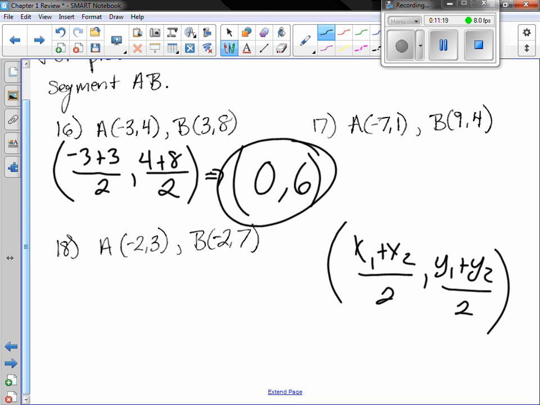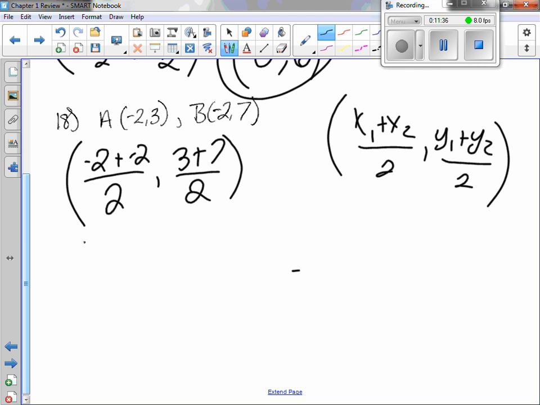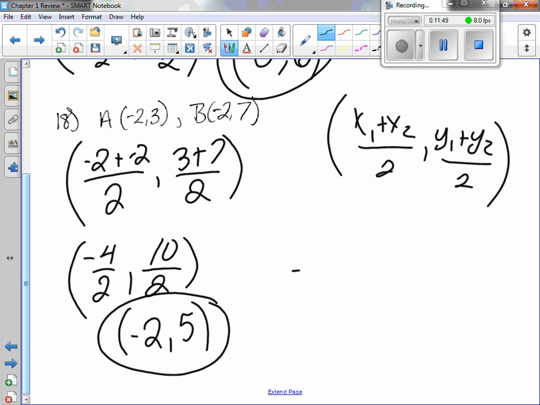Questions on this here? We can do 17, and 17, well, let's just do 18 since I have more space down here. It'd be -2 plus -2 over 2, and 3 plus 7 over 2. Well, -2 plus -2 is -4 over 2. 7 plus 3 is 10. And if we divide those two, we should get -2 comma 5. Questions on this here? We good with this here? Yes? So really what are we using? We're using the formula and plugging in our values of X, plugging in the values of Y, and simplifying.